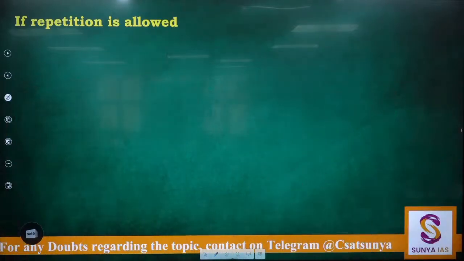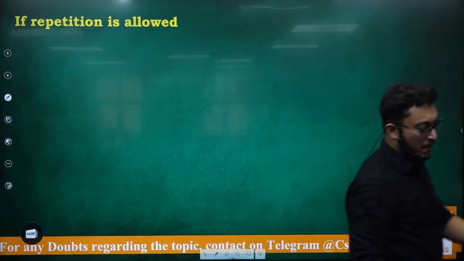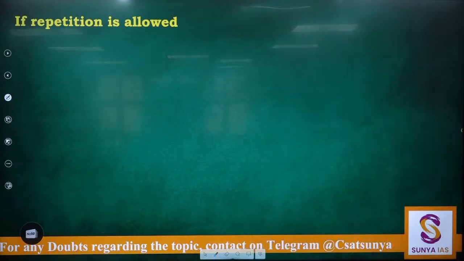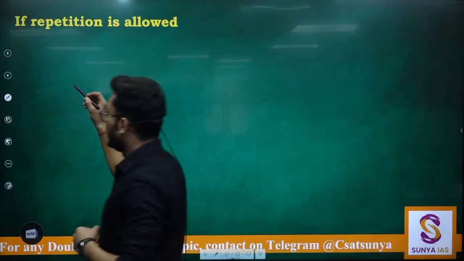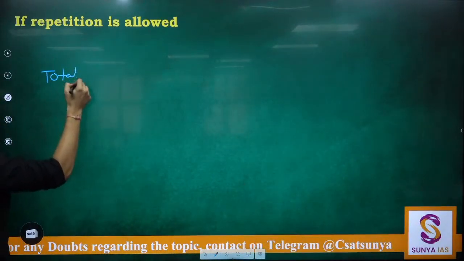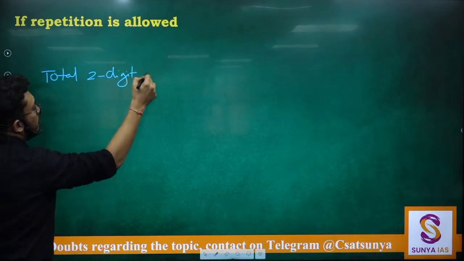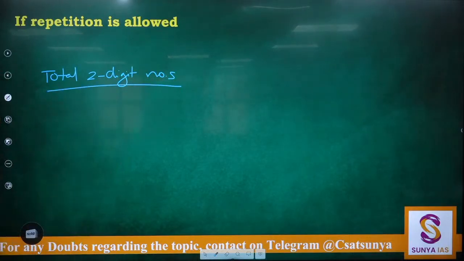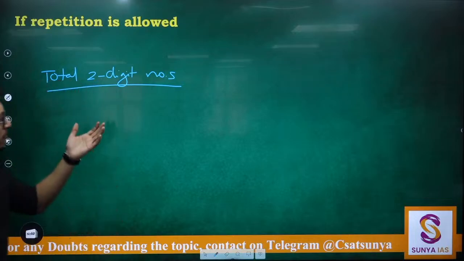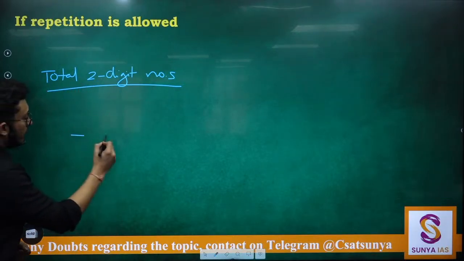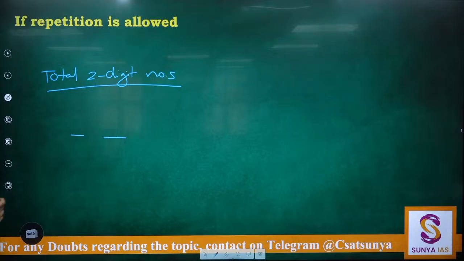Tell me how many 2-digit numbers are there? How many 2-digit numbers are possible? Total possible 2-digit numbers. How to find out? Now you have done it directly, how many there are. But if I want to apply PNC here, if I am asking you total 2-digit numbers, that means I have digits from 0 to 9. These are how many digits? 10 digits. I have 10 digits with me.